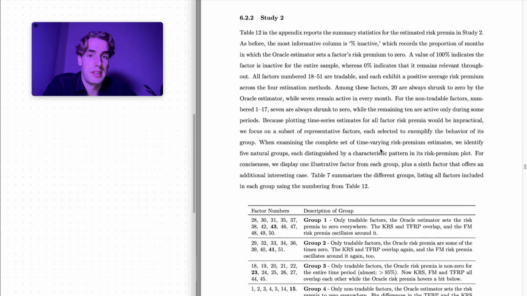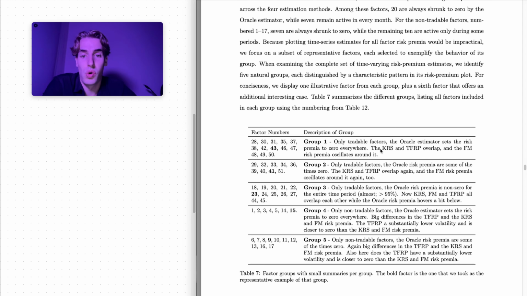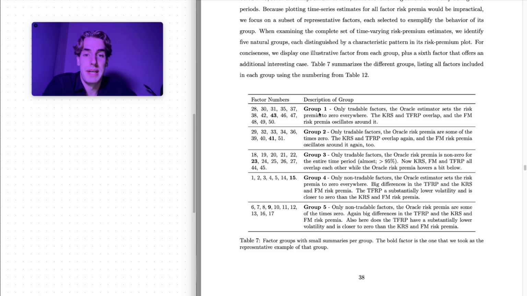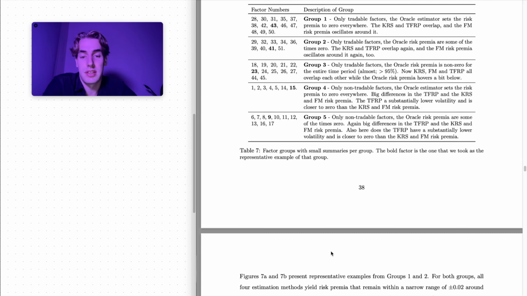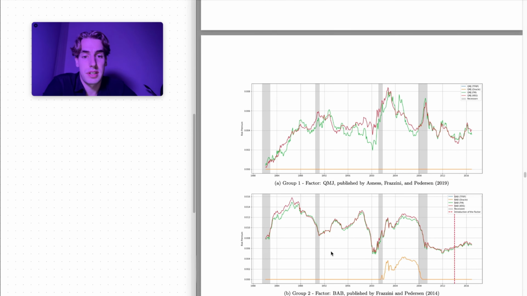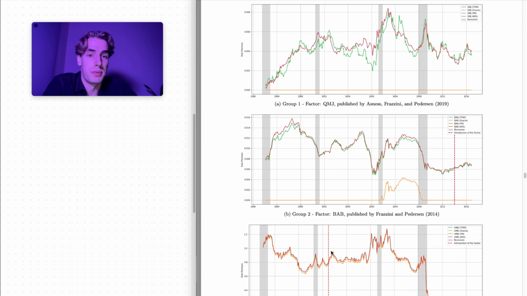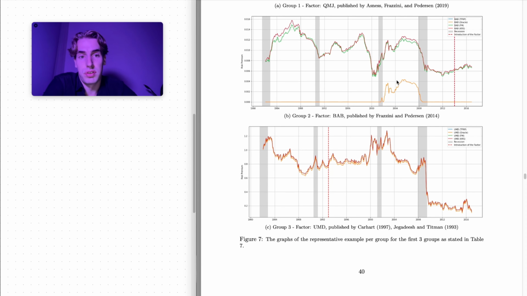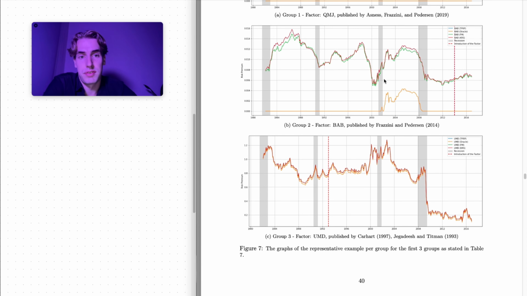For study 2, we did the same, and what we actually found by looking at 51 factors is that we could group them in different groups based on their characteristics. In some of the groups, they are not here, the pictures. Oh, yeah, some of them are here. In some of the groups, we see that the Oracle is always zero, while the FM and the KRS are non-zero, but very small. Sometimes the Oracle does become non-zero, but it's also very small.